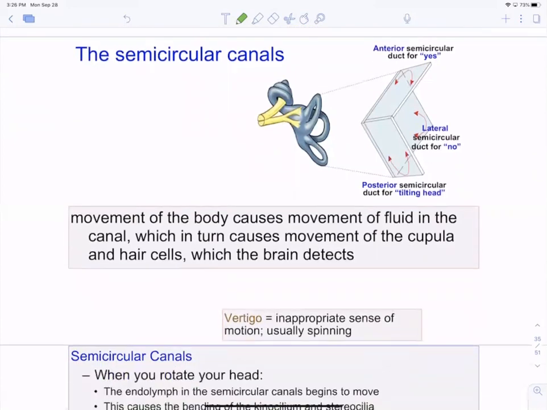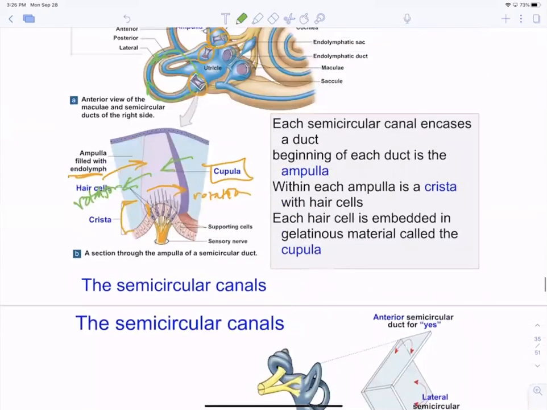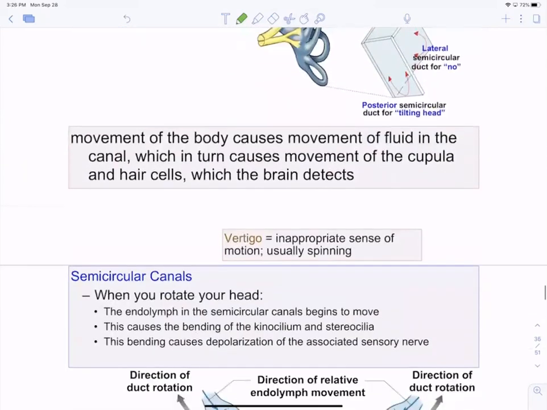Vertigo is an inappropriate sense of motion. So you can have these little kind of crystals break off and kind of move these receptors. And you can have this sense of spinning, even though you're not spinning, just because those little hair receptors are being moved. And physical therapists have learned ways to kind of get those little crystals back into place.